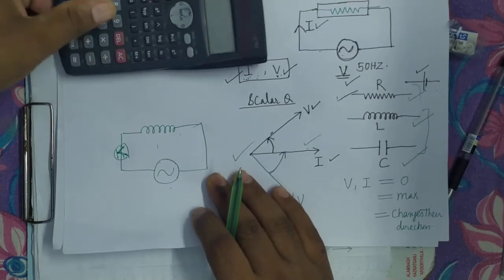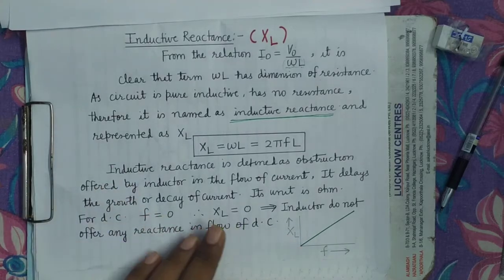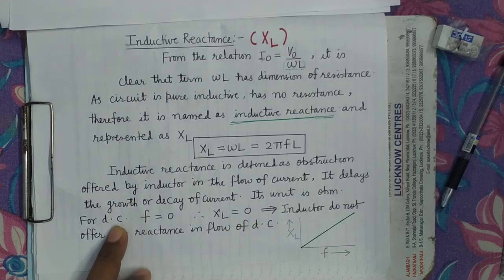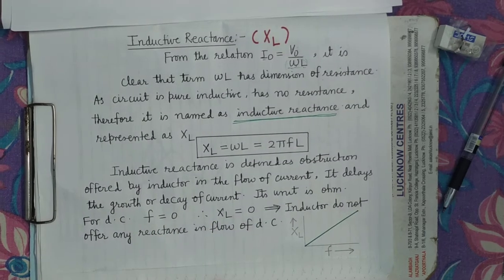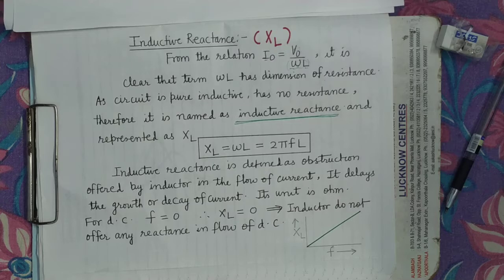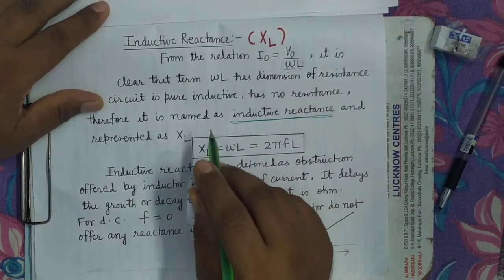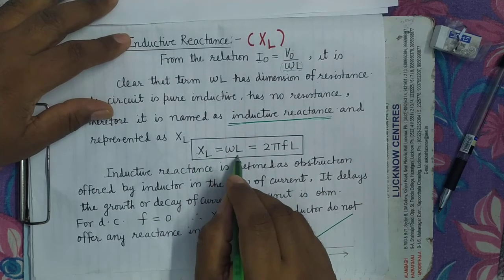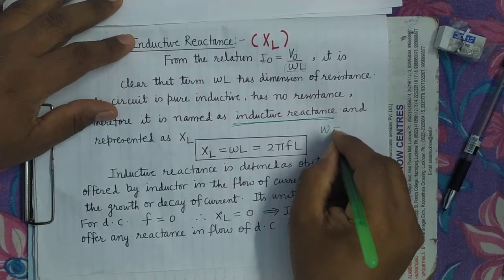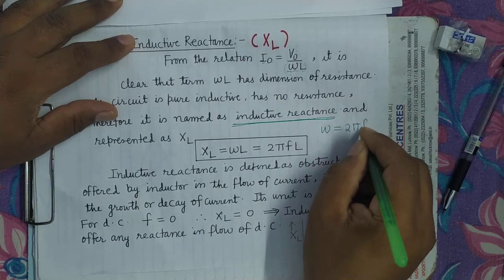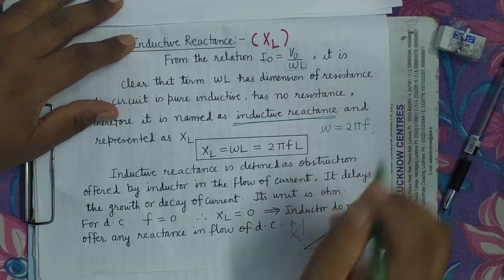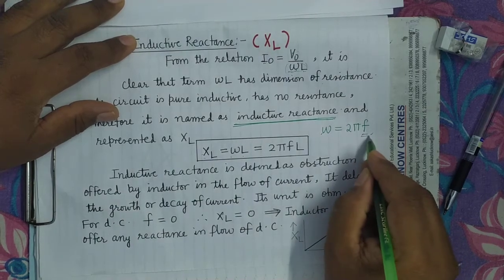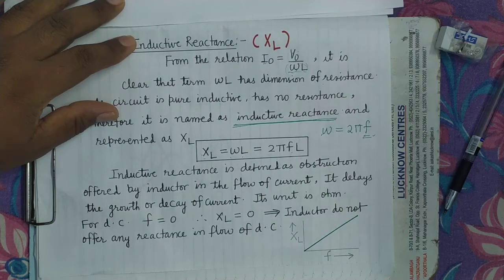Means what will happen? What is inductive reactance? It is the obstruction offered by an inductor in the flow of current. It delays the growth or decay of the current. What will be its unit? Its unit is ohm. Now, as you know, we have termed XL equals omega L. What is omega? Omega equals 2 pi f. Already I have explained, omega is angular frequency, f is the frequency of the applied AC source, which is expressed in hertz. So it will become 2 pi fL.